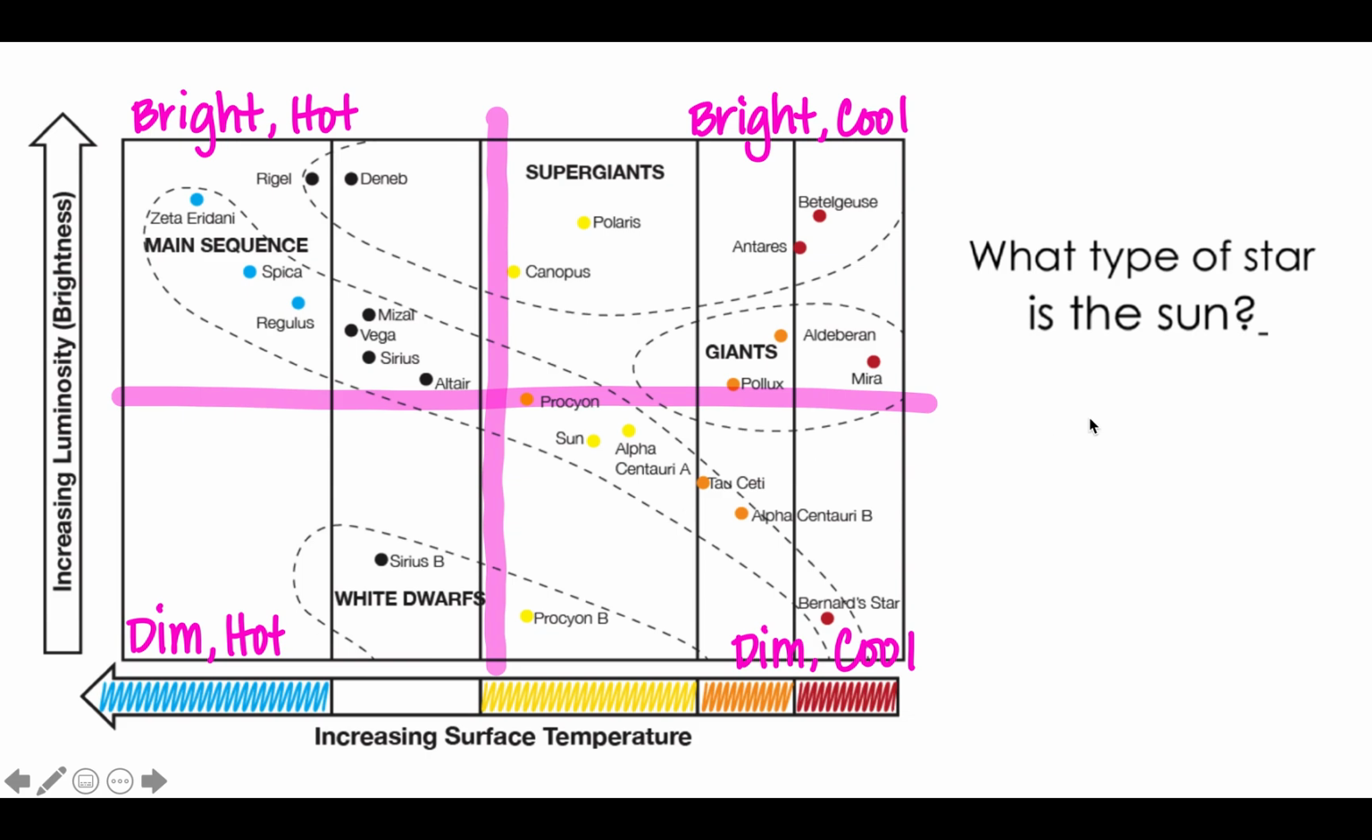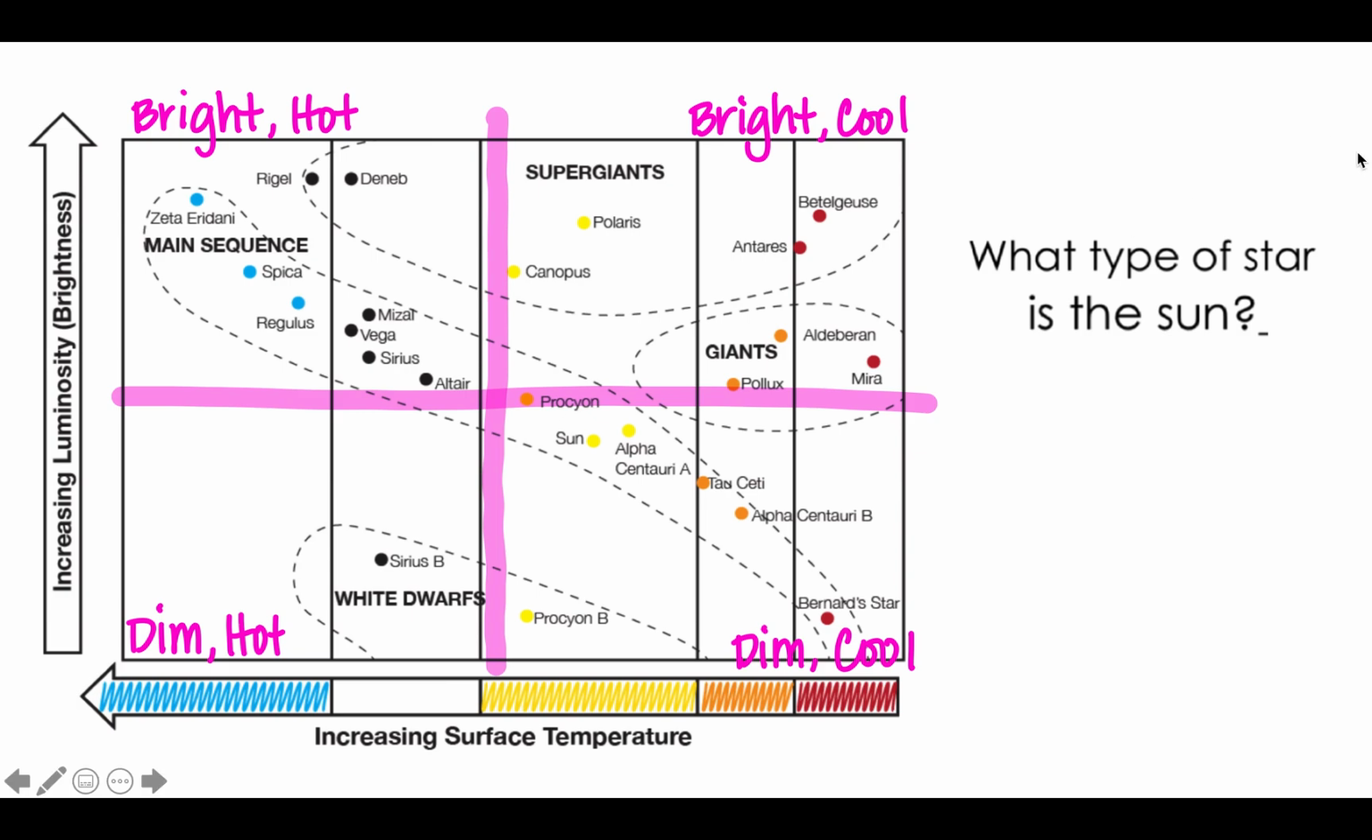So we're going to practice reading the HR diagram, and we're going to answer the questions and find the star that matches that question. All of these little dots that you see are all stars in our universe. Notice that they are different colors because of their temperature, and they're in different groups like white dwarf, main sequence, giants, and supergiants based on the stage in their life cycle.